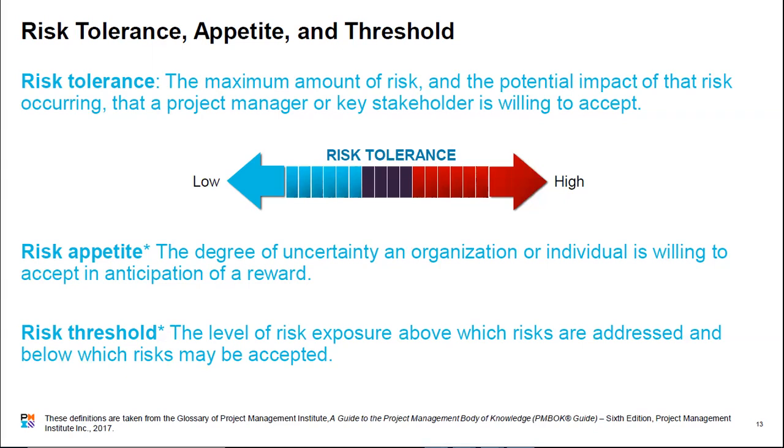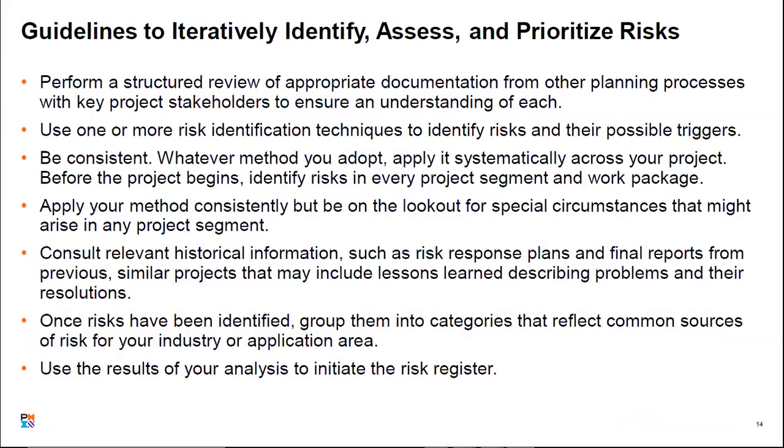We're talking about risk tolerance or risk appetite. We talk about the risk threshold. It's the level of risk exposure above which risks are either addressed and below which risks may be accepted. So you have a threshold whereby above it, you need to address your risk, and below it, you can accept your risk. That threshold relates back to your tolerance and has a factor of your risk appetite incorporated in it when defining, planning, and managing your risk.